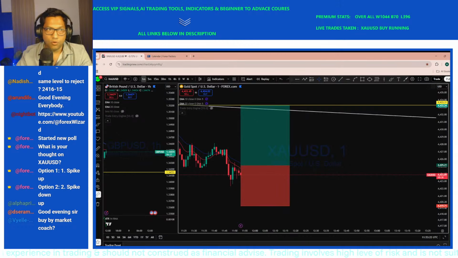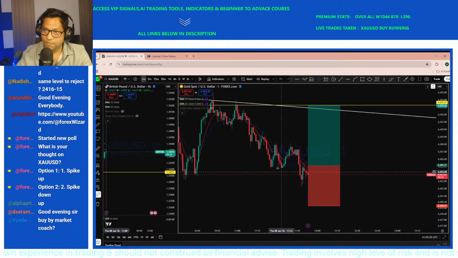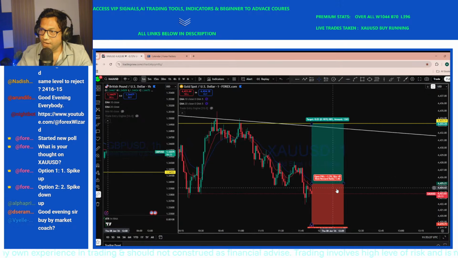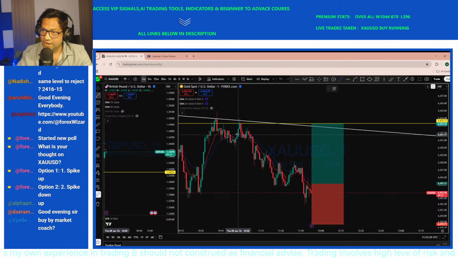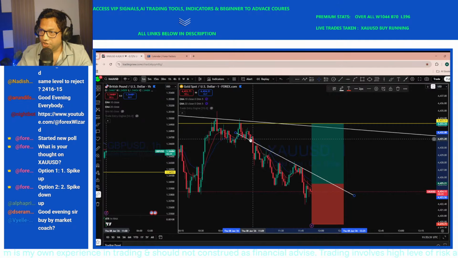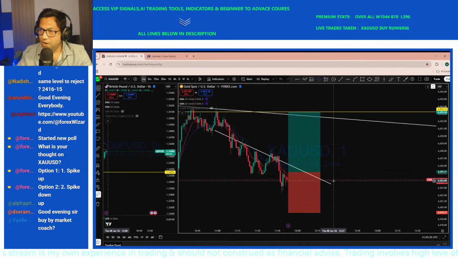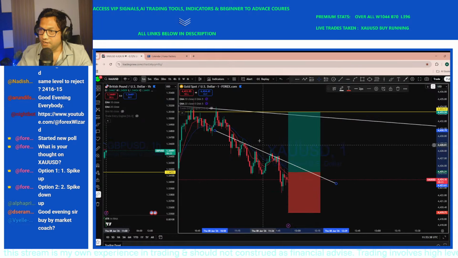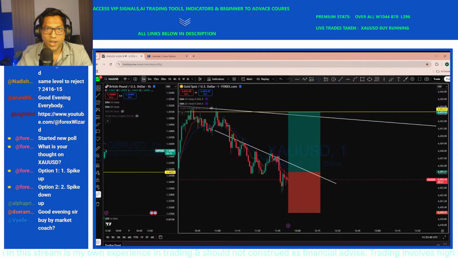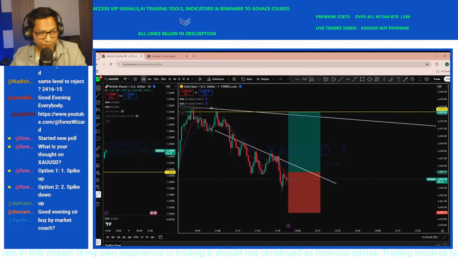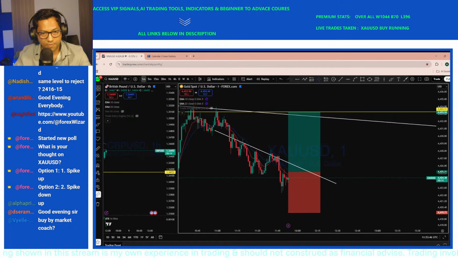If you look at this, there is an imbalance the market has left in this direction. This is an imbalance, and you could see the price go ahead and fill that zone. All right, buy market.